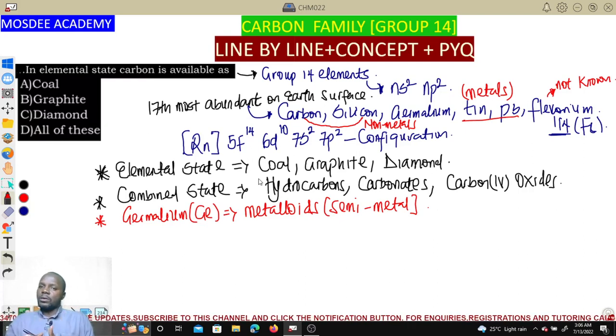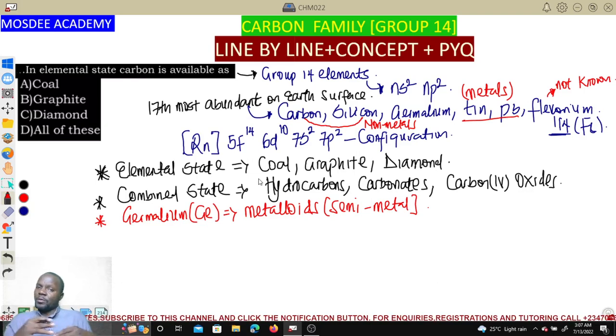So I said silicon and germanium, you can take that. Most of them are used as semiconductors. Tin and lead, I don't need to tell you what they are mostly used for. They are metals. They can be used to form alloys, and you know the major uses of metals. So I'm just trying to let you know that they have a lot of uses.